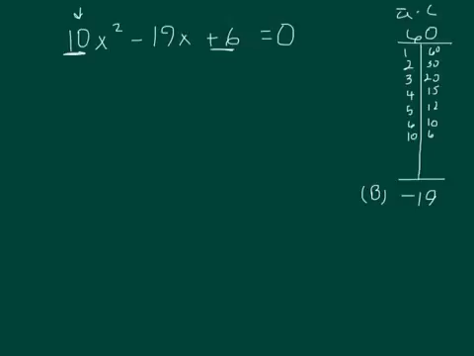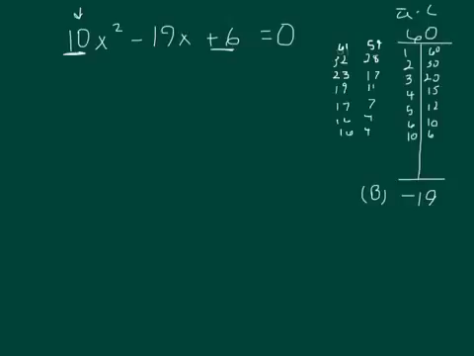Alright, so we're going to look at 1 and 60. If you add them together, you get 61. And if you subtract them, you end up with 59. 3 and 20, if you add them together, you get 23. Subtract them, you get 17. 4 and 15, you get 19 or 11. 12 and 5 is 17 or 7. 10 and 6 is 16 or 4.